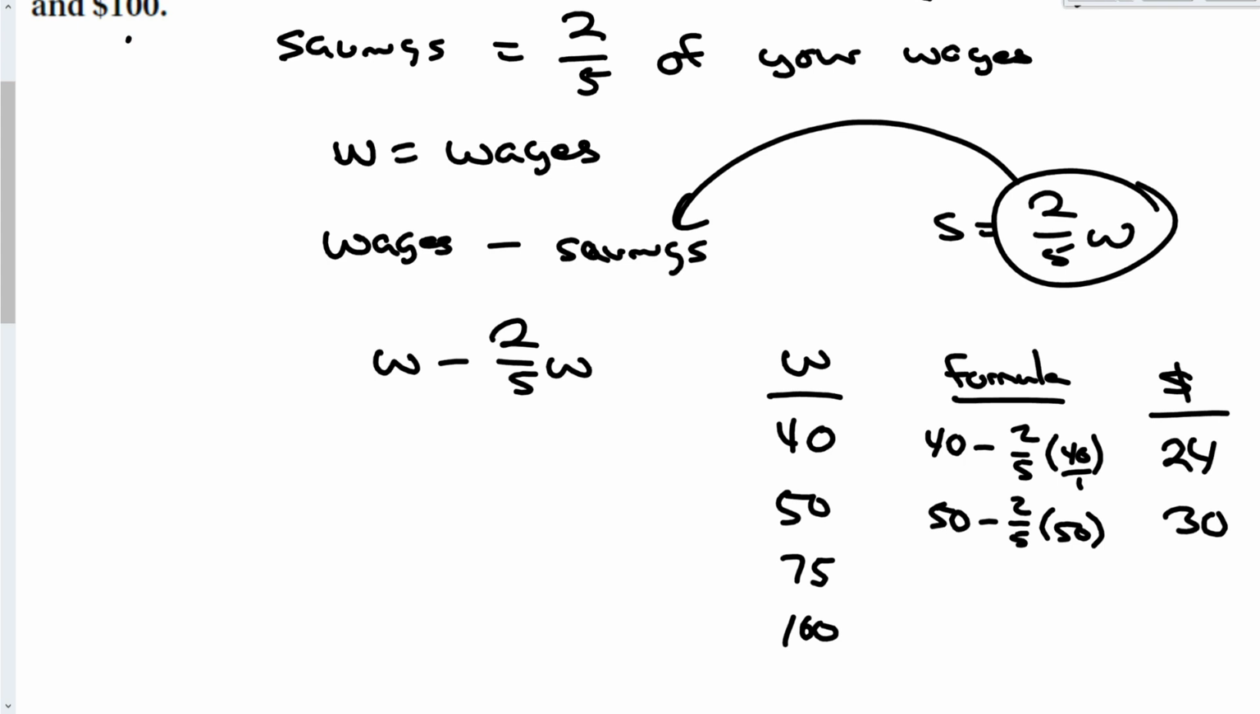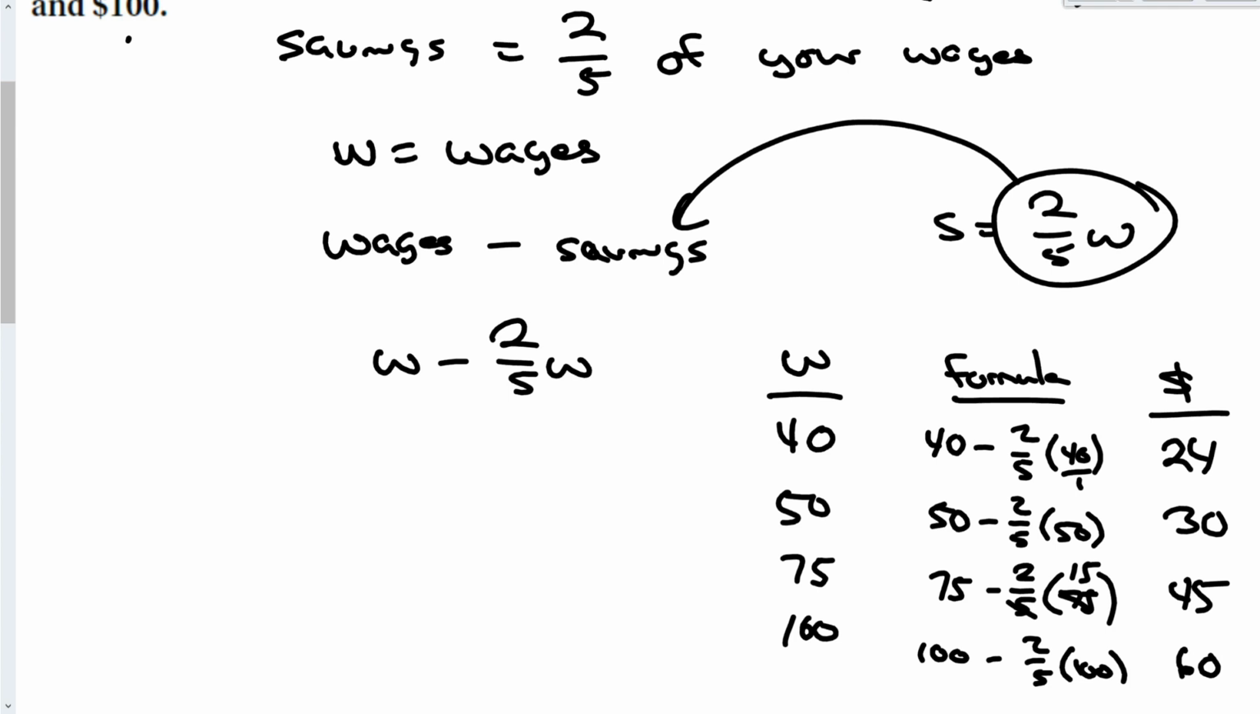And you can check this all on your calculator. 75 minus 2/5 times 75. Another way to multiply fractions quickly is to reduce it before you even multiply it. So I can actually take this 5 and cancel with this and give me 15. So now that turns into 75 minus 30, which is 45. And finally, we have 100 minus 2/5 times 100, which is $60.